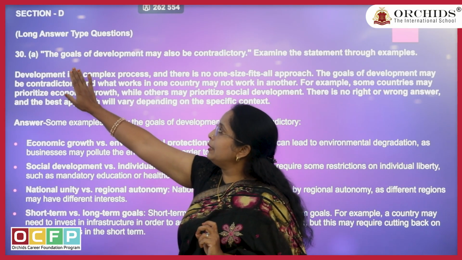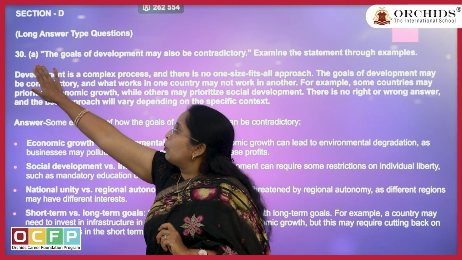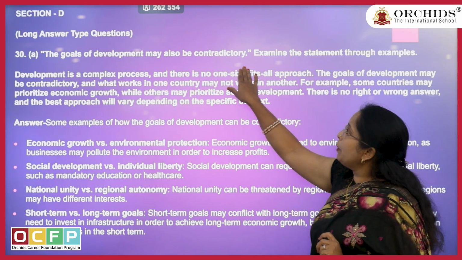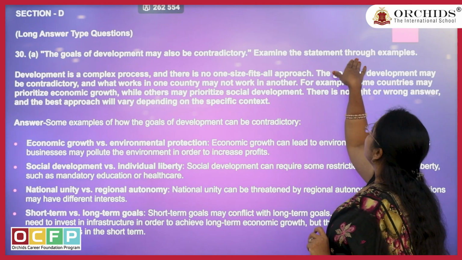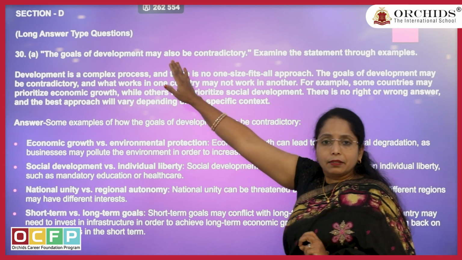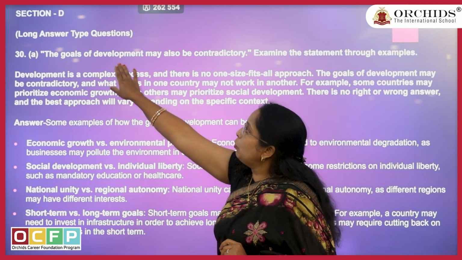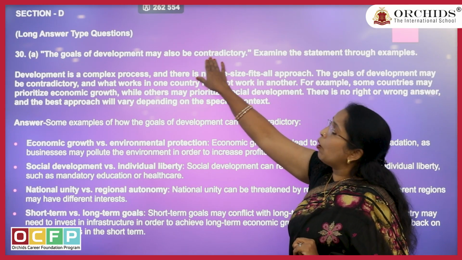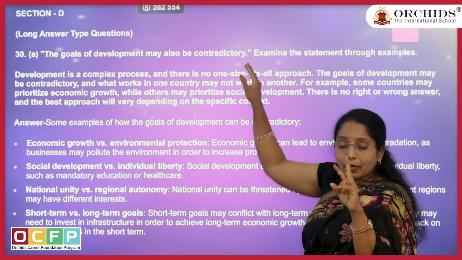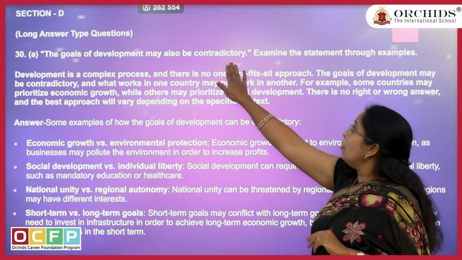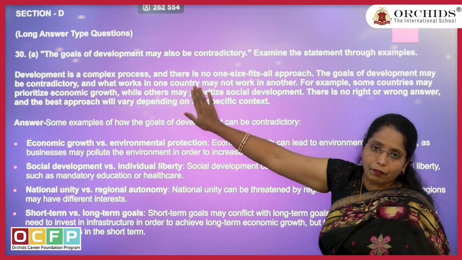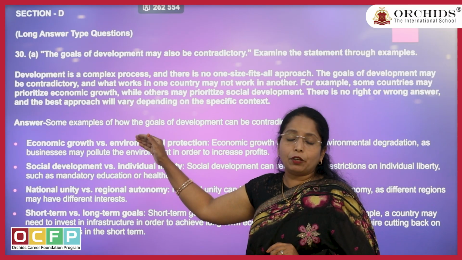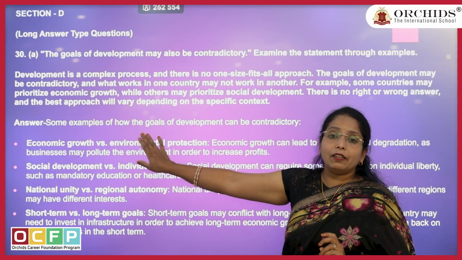Now, see for example, I am taking question number 30, A1: the goals of development may also be contradictory. Examine the statement through examples. Let us read the question very carefully. What are the goals of development? Yes, think about it carefully. Then they may be contradictory. Contradictory means there may be some difference in those goals. Now, with examples, you have to examine and write. You have to elaborate very clearly. The examiner should be happy to give you complete 5 marks for the given answer.